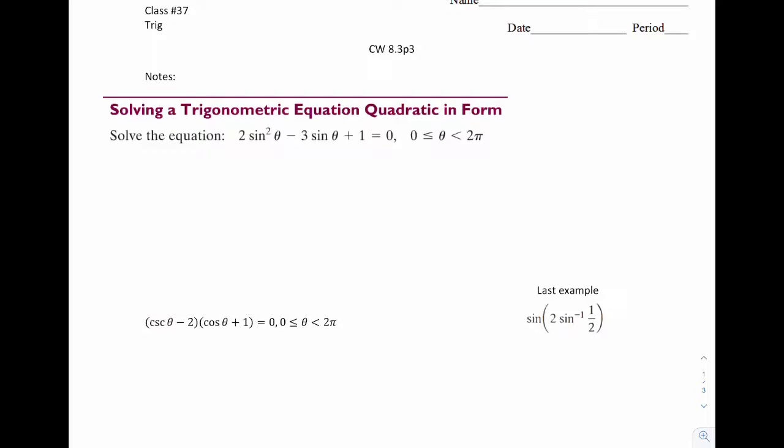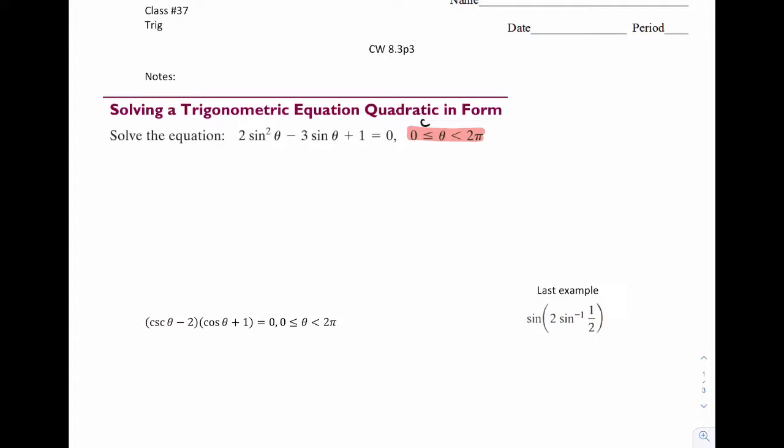Welcome to classwork 8.3 part 3. Today we're doing day 3 of our study of trig equations. The main thing to note today is I really want you guys to highlight that we're back with this restriction 0 to 2 pi. That's very important because last class we were dealing with no restriction, meaning all possible answers.